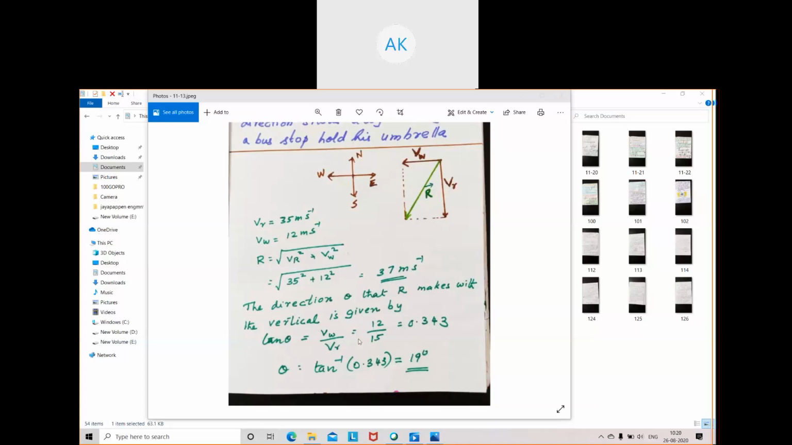0.343. And this is only tan theta. For finding theta, we have to find the inverse value, the angle. From 0.343 alone, we cannot tell what angle we should hold our umbrella at. That we don't know. So we have to find the inverse value, that means corresponding to this value, 0.343, what is the angle.